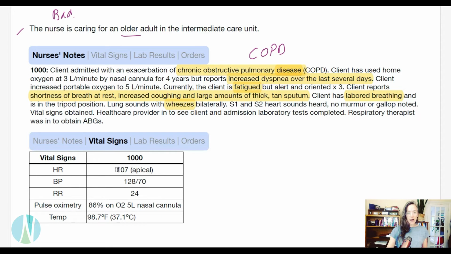The heart rate is on the high side. The blood pressure looks fine. Respirations are also on the high side at 24. Pulse ox is 86% on 5 liters of nasal cannula. That's kind of low. What do we like to see oxygen level for our COPD people? Usually between 88 and 92%. And the temp is not high yet. So it doesn't seem like their body is reacting with an infection yet, but they do have that thick tan sputum. So the oxygen is a little bit on the low side.